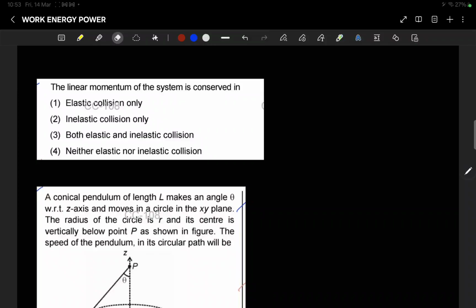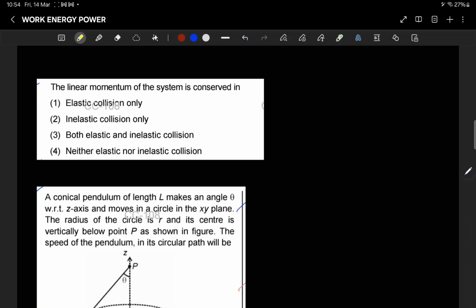My dear students, today I am going to explain work, energy, power. This is also a high weightage chapter for NEET and KSET. Very important, students. Work, energy, power. Please concentrate on each and every problem. Now, here is the very first question.